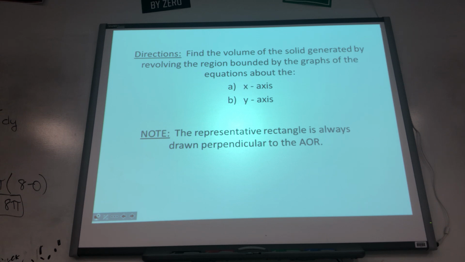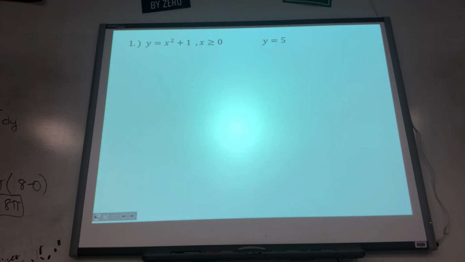Okie doke. So I'll go ahead and put the first one up here. Example 1, and since there's 2 parts, this may be the only one that we get to today. We'll see. y equals x squared plus 1 when x is greater than or equal to 0. And the second function down there is y equals 5.